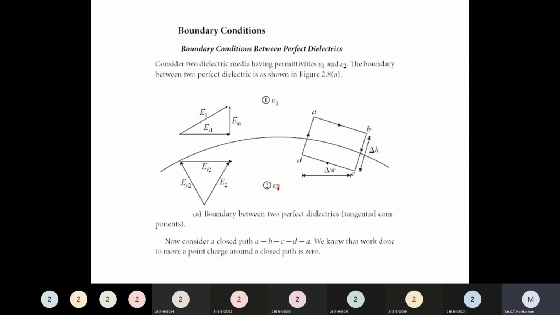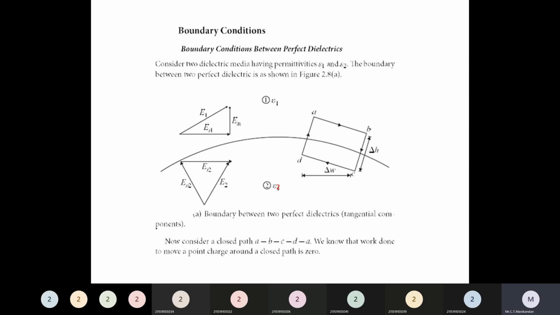Okay, so here you can see that. The diagrammatic view represents ET1 and EN1, and similarly ET2 and EN2. For that analysis, they would have taken a closed surface here, A, B, C, D, A. They will be assuming a closed surface here.